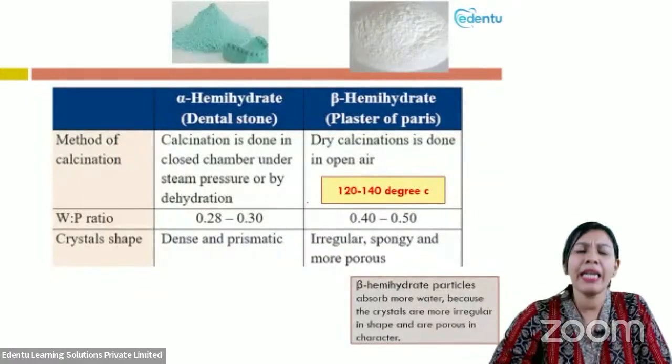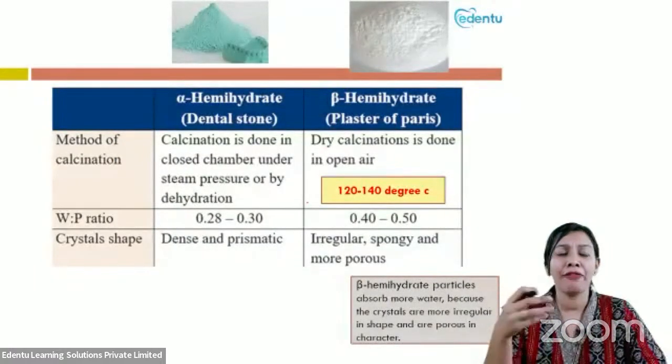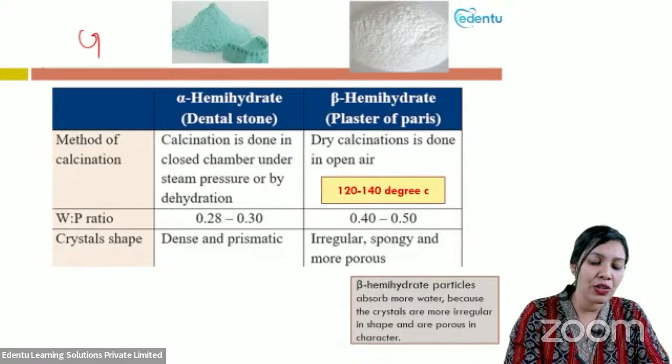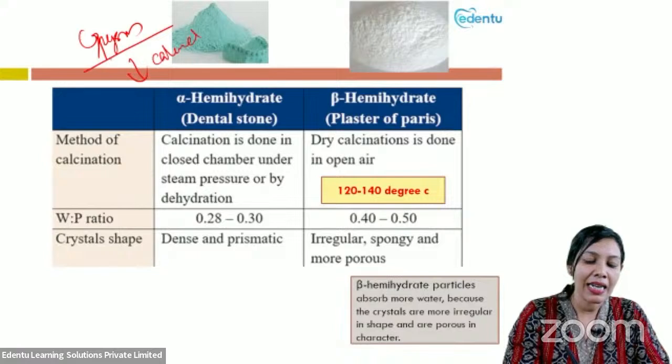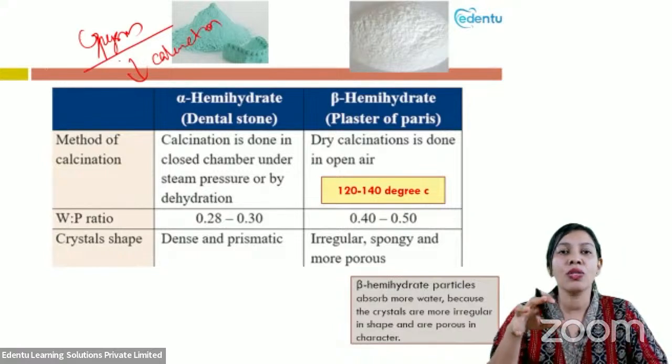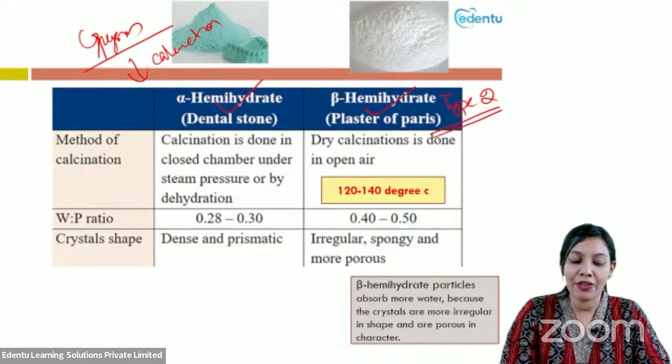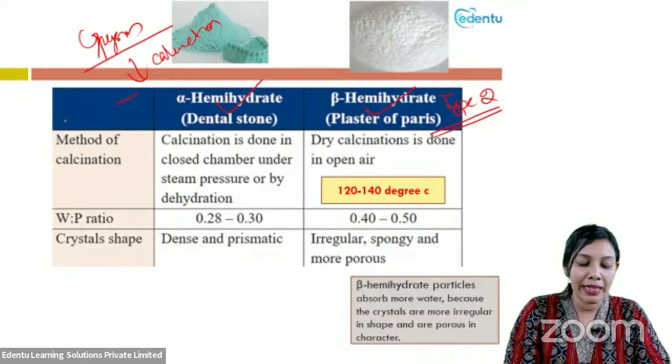So what happens when we actually heat calcium sulfate dihydrate, that is gypsum? When we heat gypsum or calcination is done, two types of products are mainly formed, that is beta hemihydrate and alpha hemihydrate. Beta hemihydrate is actually type 2, that is plaster of Paris, and alpha hemihydrate is actually the green color dental stone, that is type 3.